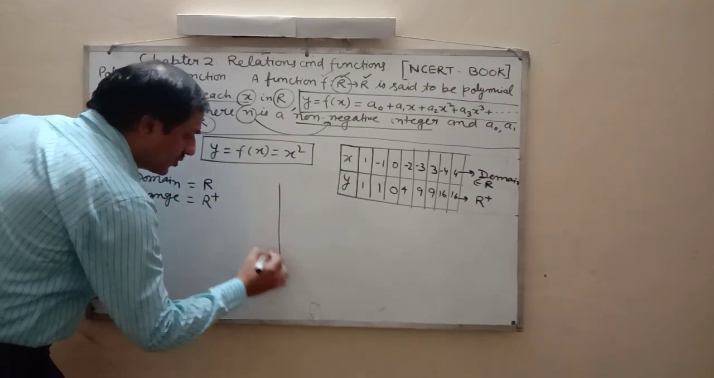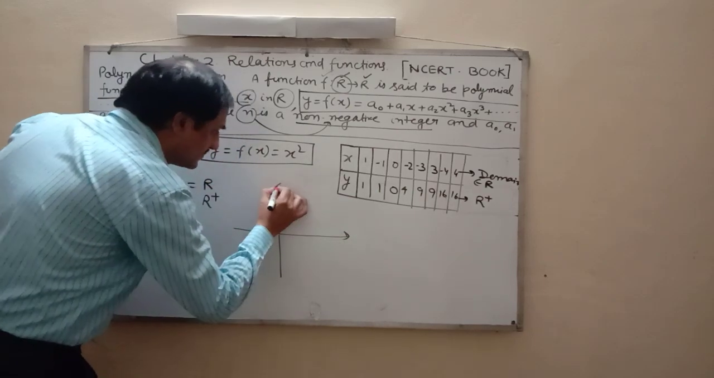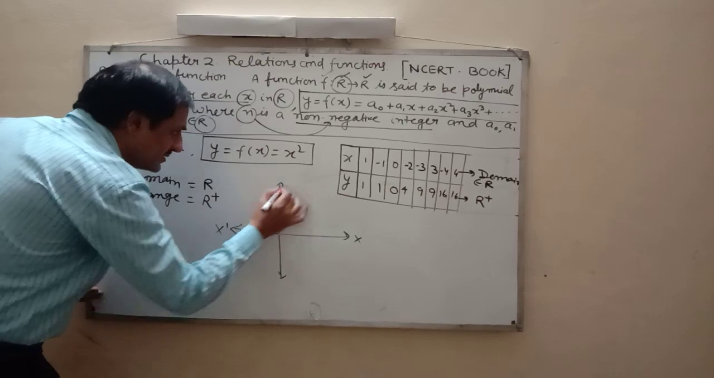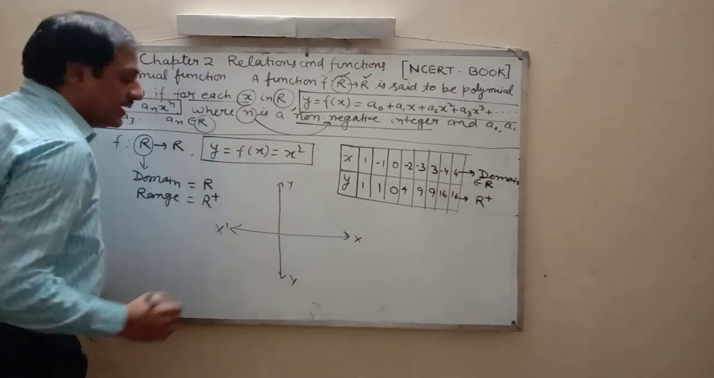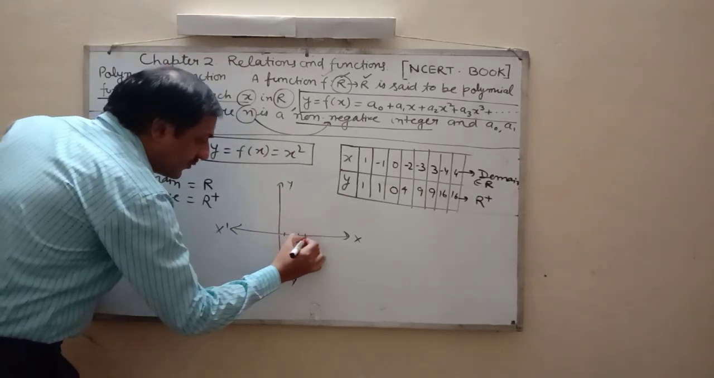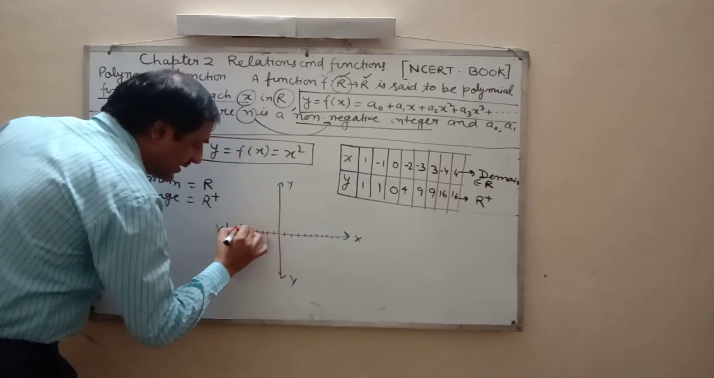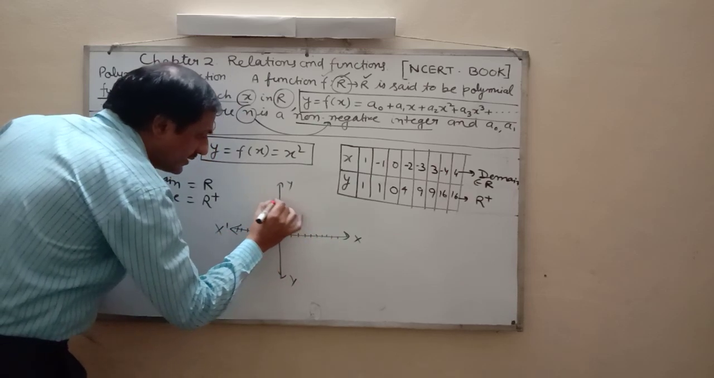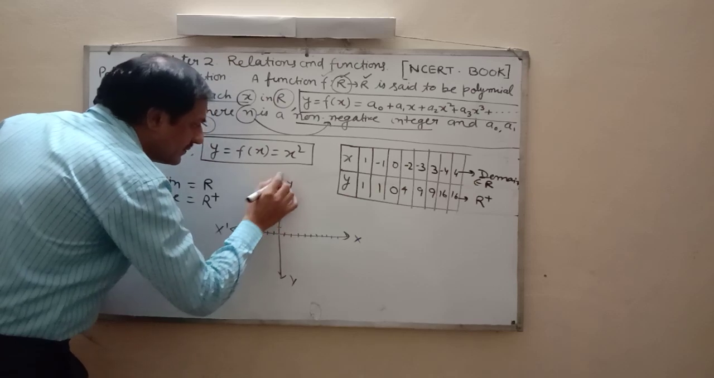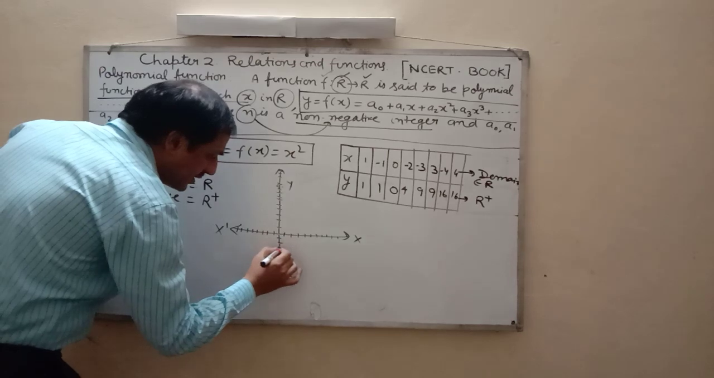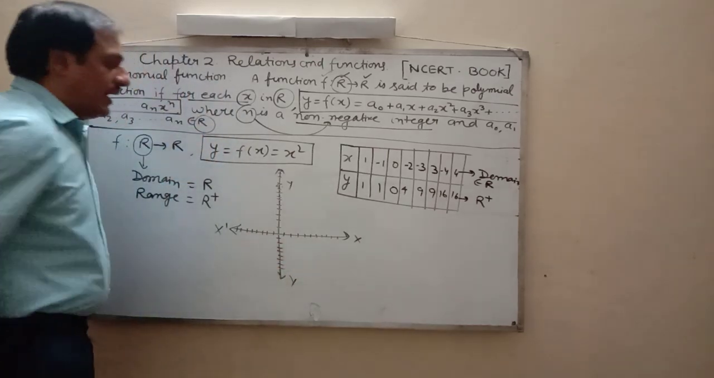Now I am going to draw the graph of this function. Suppose this is the x axis and this is the y axis, marked 1, 2, 3, and so on in both directions.